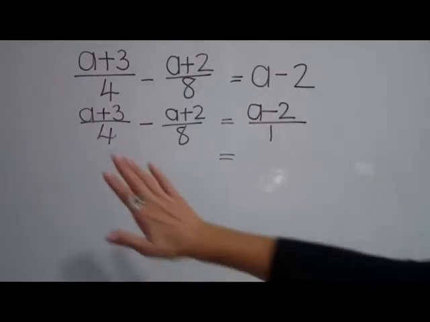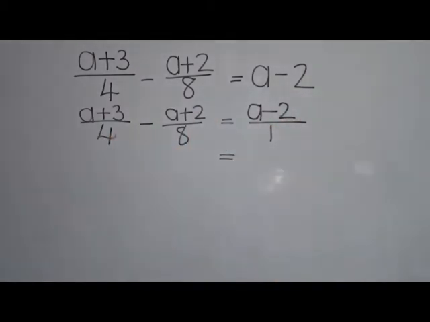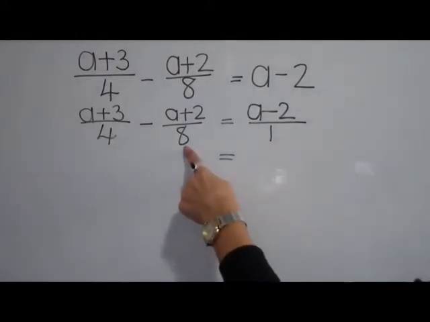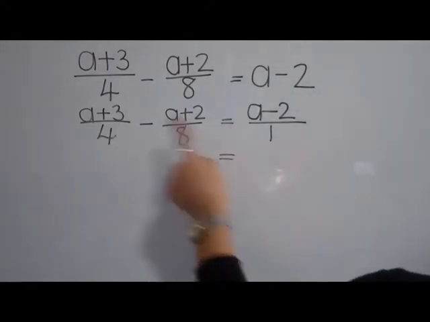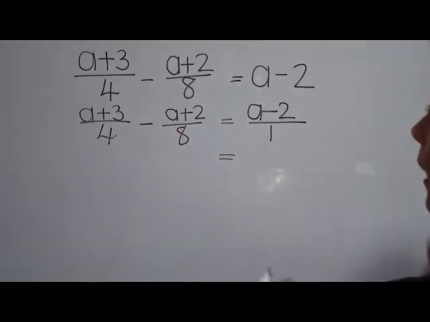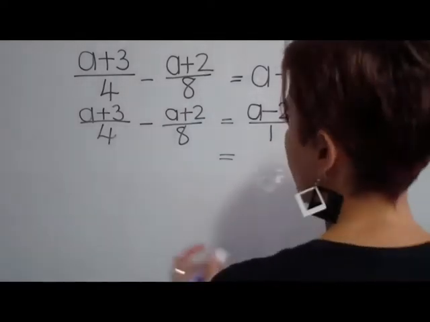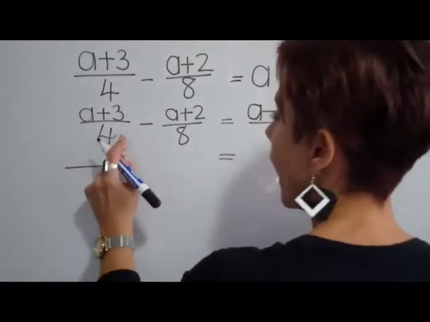Nou sê ons, die noemers is almal verskillend, the denominators are different. I need to make them the same. Then I look at the largest one, 8. Does 8 work for the other two? Yes. 8 werk vir al twee van die ander noemers en ek gaan hulle almal, al die noemers in 8 verander. Okay, now bear with me.